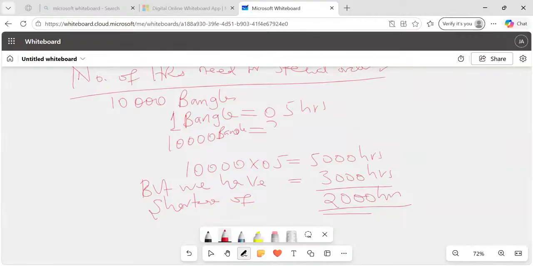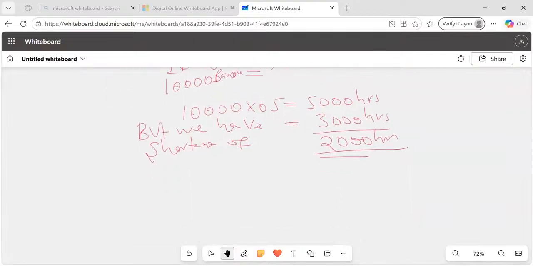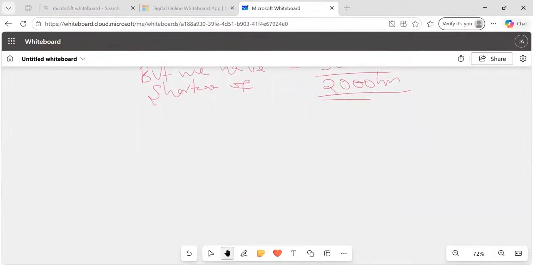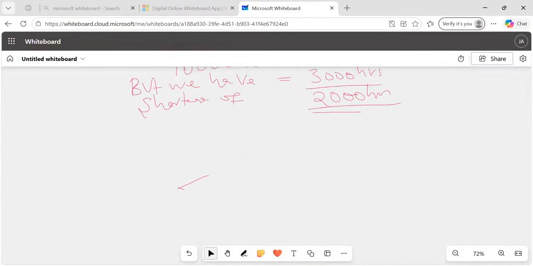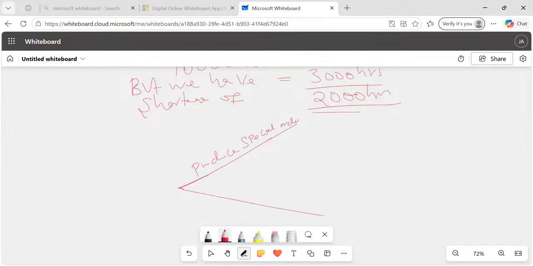So now here we are faced with two options. We must be decisive here. Now, if we go on and produce, so it is either we produce the special order or we don't produce.